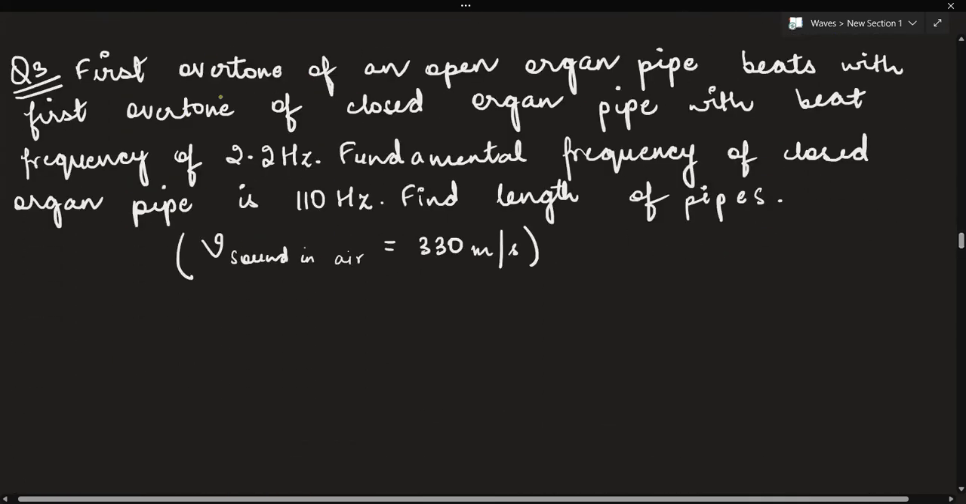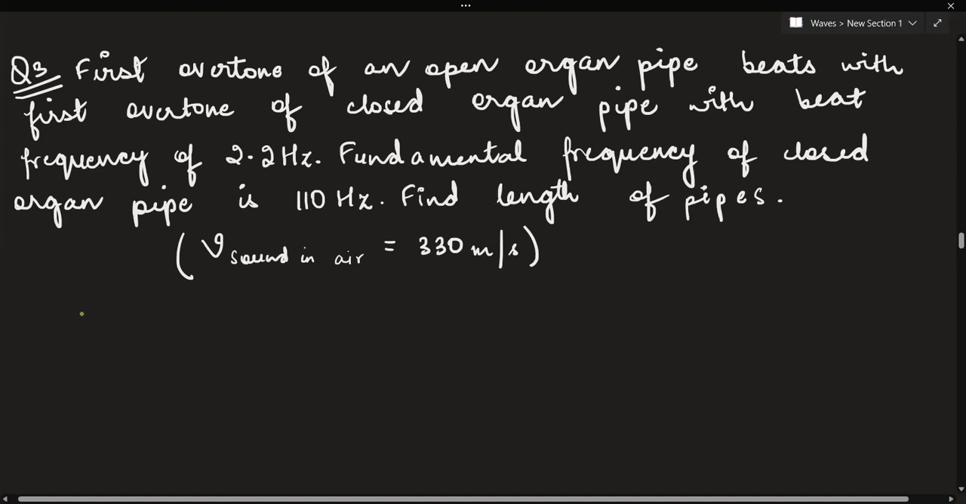Then it says it beats with the first overtone of the closed organ pipe, and the beat frequency is given. This beat frequency is given for the open organ pipe. And the fundamental frequency of the closed organ pipe is 110 Hz. And we have to find out the length of the pipe. So we have to find out the length of the closed organ pipe as well as the open organ pipe.